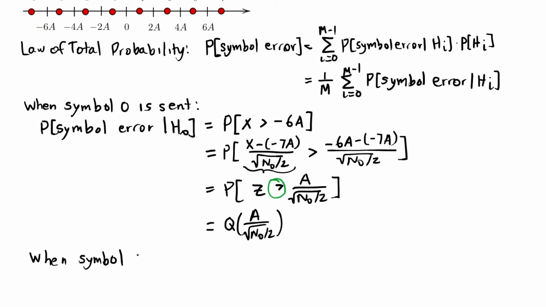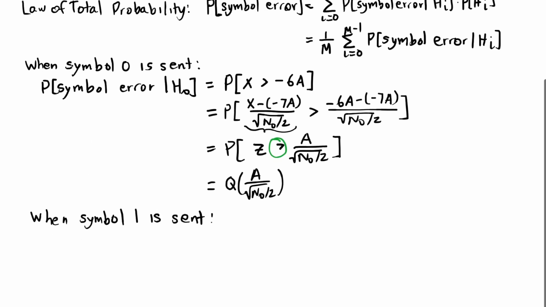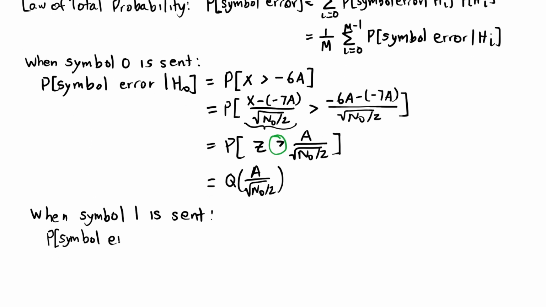When symbol 1 is sent, I have two ways I can make an error. I'm going to have this value centered at minus 5A, but if it goes below minus 6A, I'm going to mistakenly record that symbol 0 was sent. And if it goes above minus 4A, then I'm going to pick one of these symbols here that is also an error. Okay, so I need to think about the probability that x is less than minus 6A and the probability that x is greater than minus 4A, given that symbol 1 is sent.